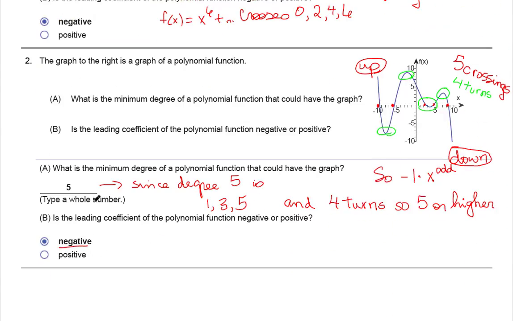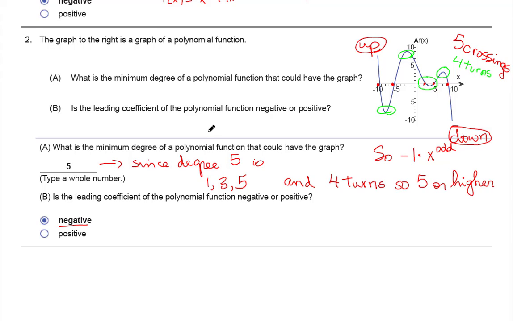All right, looking here at question 2, what can I say about this guy? Well, first off, let's look at the two ends. I got up and down. Certainly cannot be even because, well, even was either both up or both down. So this has to be an odd. But it's a flipped over odd. It's a minus 1 times x to an odd. So the leading coefficient is negative because it is flipped over.